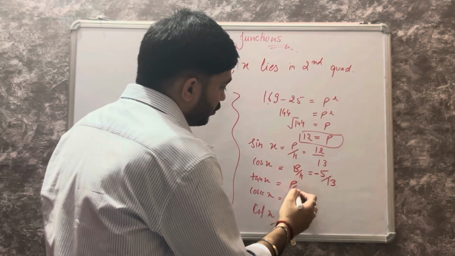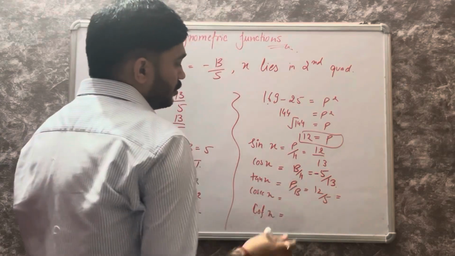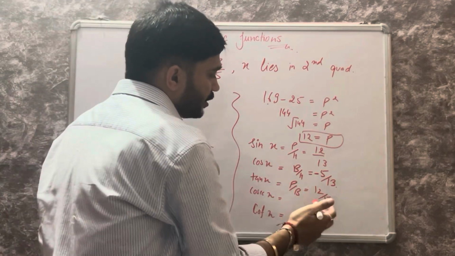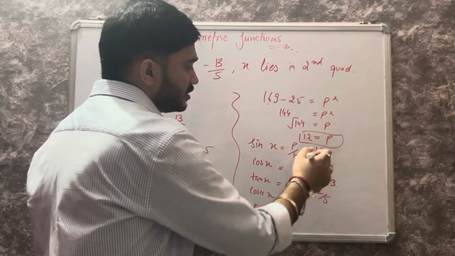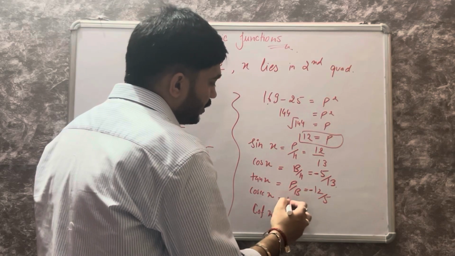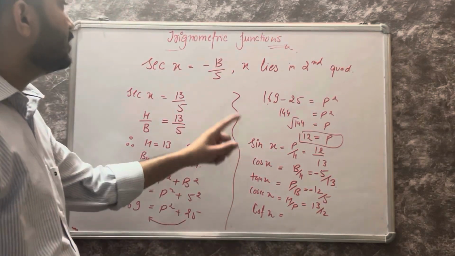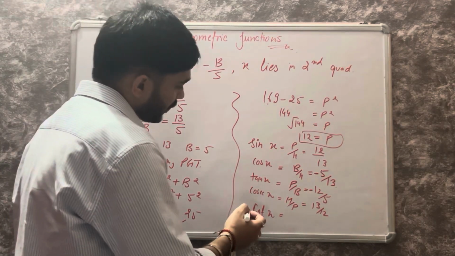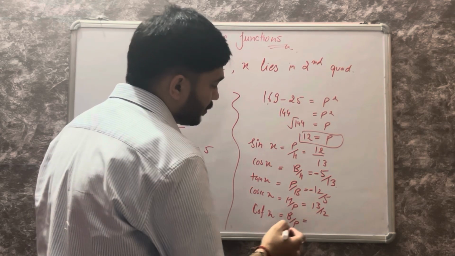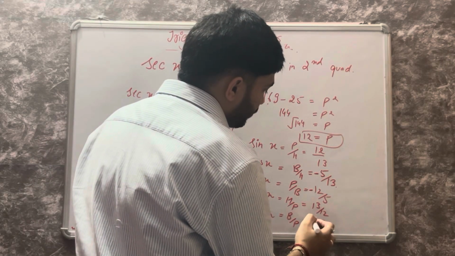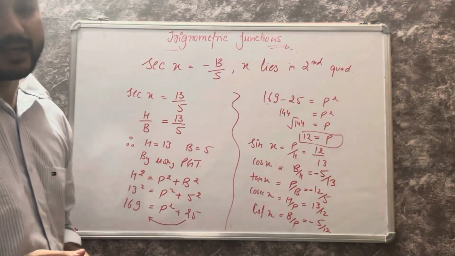Tan x is perpendicular upon base. What is the value of perpendicular? 12. What is the value of base? 5. So it will be 12 upon 5. But in the second quadrant tan is negative. What is the value of cosec? Just the reciprocal of sin x, or you can write hypotenuse upon perpendicular. Then it will be 13 upon 12. And cosec is positive in the second quadrant. Now talking about cot, we know that its value is base upon perpendicular. The value of base is 5 and perpendicular value is 12, and it will be negative because cot is negative in the second quadrant.